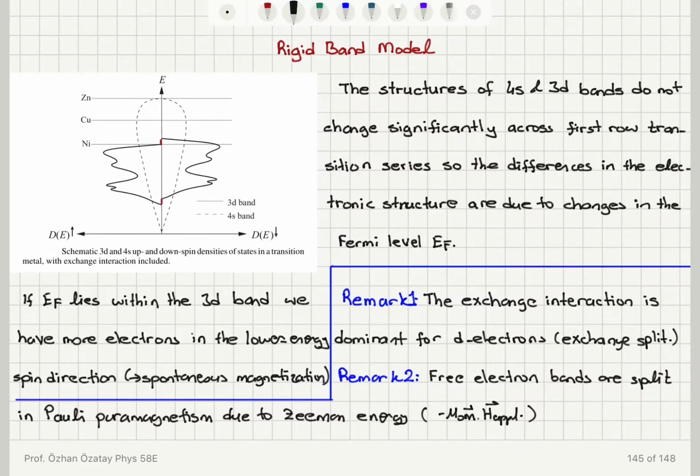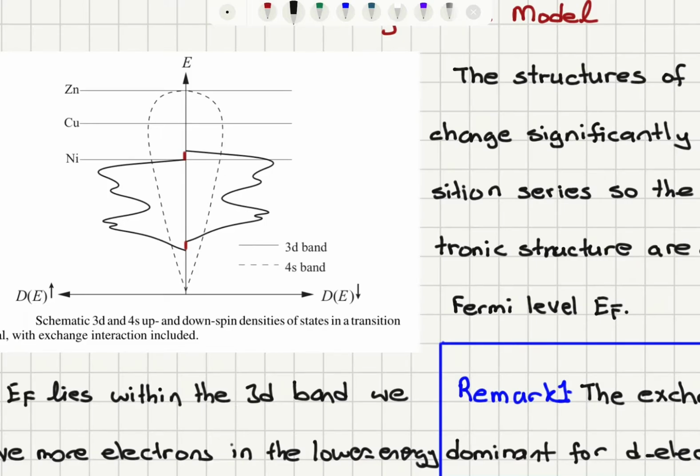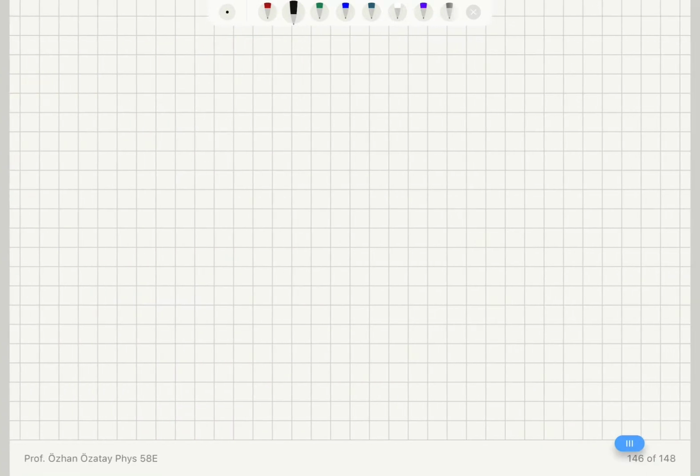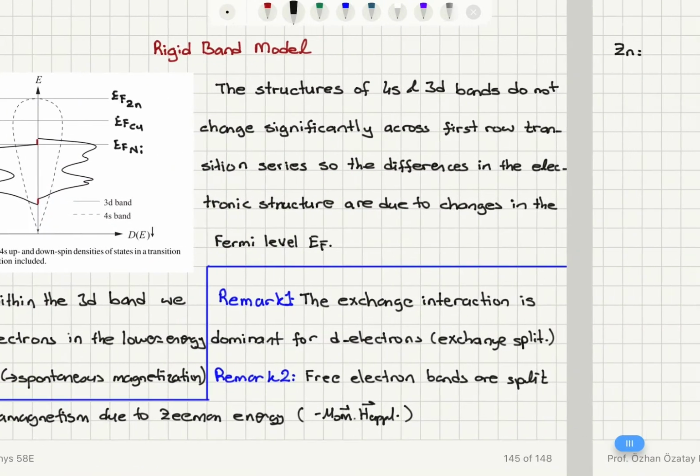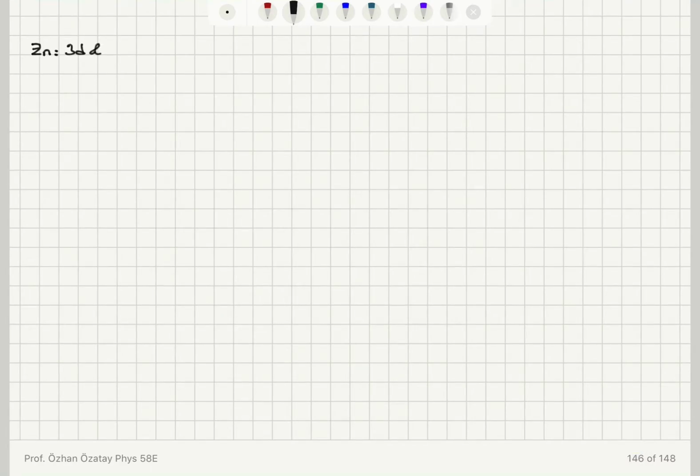Okay, so let's take a closer look at these elements, zinc, copper, and nickel, and you can see that the Fermi level is coming down. So this is E Fermi of zinc, this is E Fermi of copper, this is E Fermi of nickel. So the Fermi level is coming down, so we have empty states in the d band. For zinc, if you look at this carefully, the Fermi level is above the 3d and 4s bands. So we have 3d and 4s bands completely full. Therefore, we expect that there is no magnetic moment per atom, so no moment.